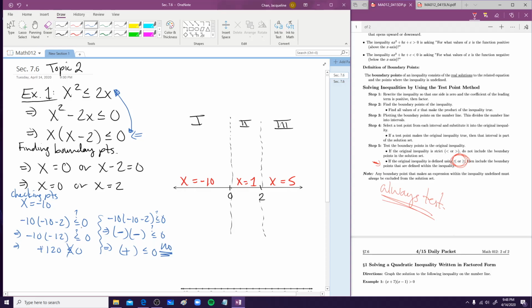This only works if you're doing 0. Okay, because it's easy to tell what's negative and what's positive, as opposed to if we use the x squared less than or equal to 2x, we'd have to actually plug in the values because you never know. Right? So what do we get from this? This is not included.